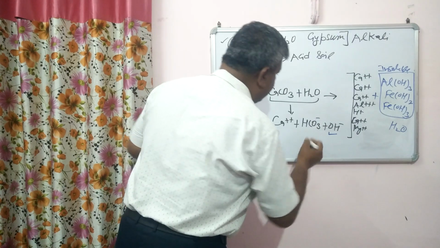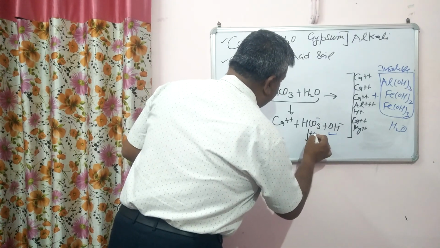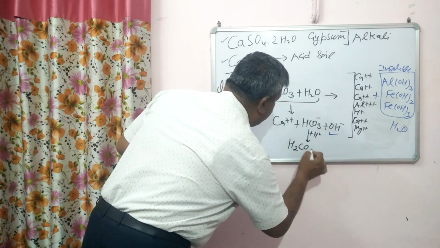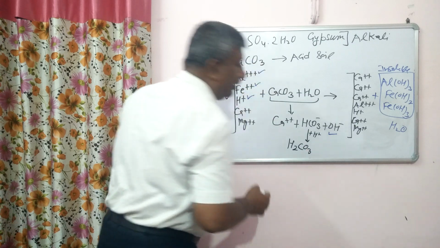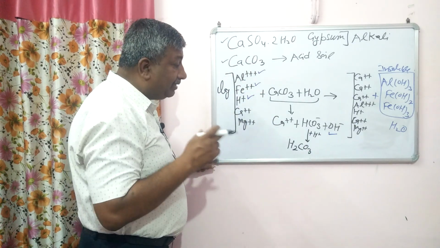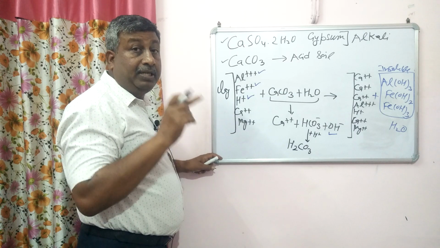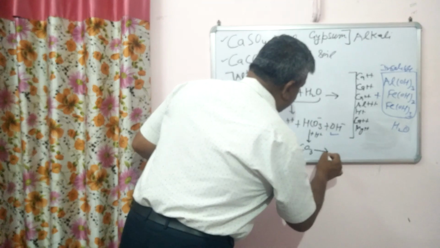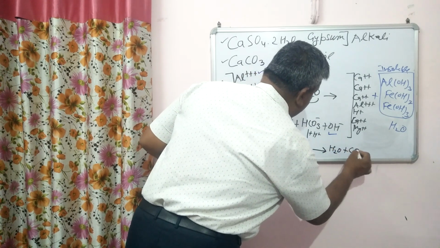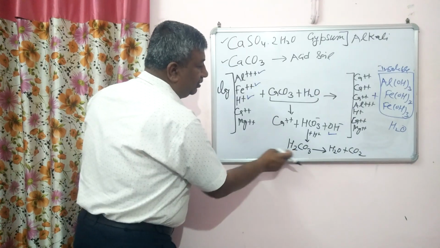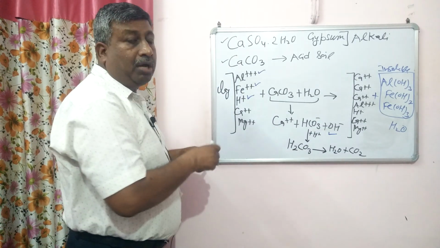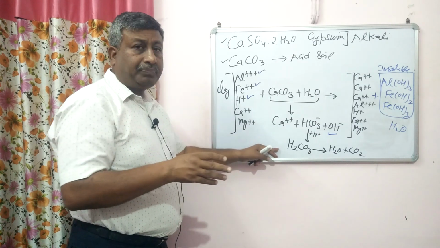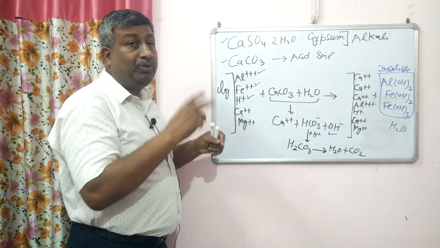And then further, bicarbonate reacting with the hydrogen ion makes carbonic acid, H2CO3. This carbonic acid is a weak acid. It is not a strong acid. Sulfuric acid is a strong acid, but carbonic acid is weak, and then it further breaks down into water plus CO2. So there is no impact of carbonic acid on soil acidity. There is no effect of carbonic acid. But the sulfuric acid that was formed by adding gypsum would create acidity.